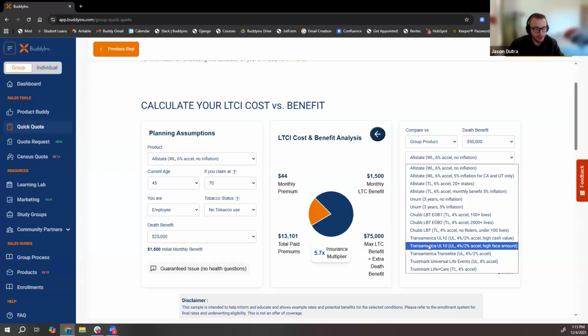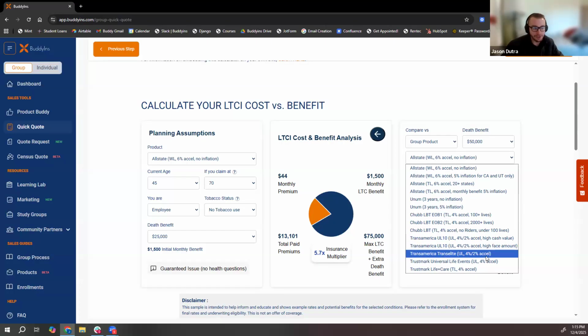Transamerica, we have both of their UL10 plan designs. We have their high cash value plan design that is a bit more costly, but projected to remain in force longer. And then we have their high face amount, which tends to be a bit cheaper, only projected out to, I believe, it may be age 80, 85, around there. So less of an in-force projection, but a little bit cheaper as well.